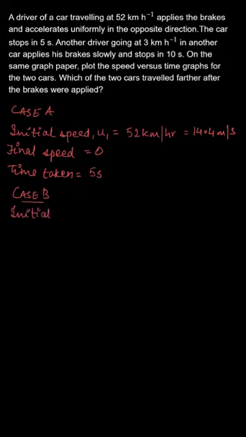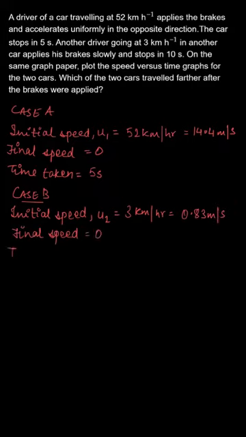Similarly, for case B, that is graph B, the initial speed is given to be 3 km per hour. To convert it into meter per second, we'll multiply it by 5 by 18. That will be 0.83 meter per second. Again, the final speed for car B would be 0 and the time taken to get it to 0 value will be 10 seconds.